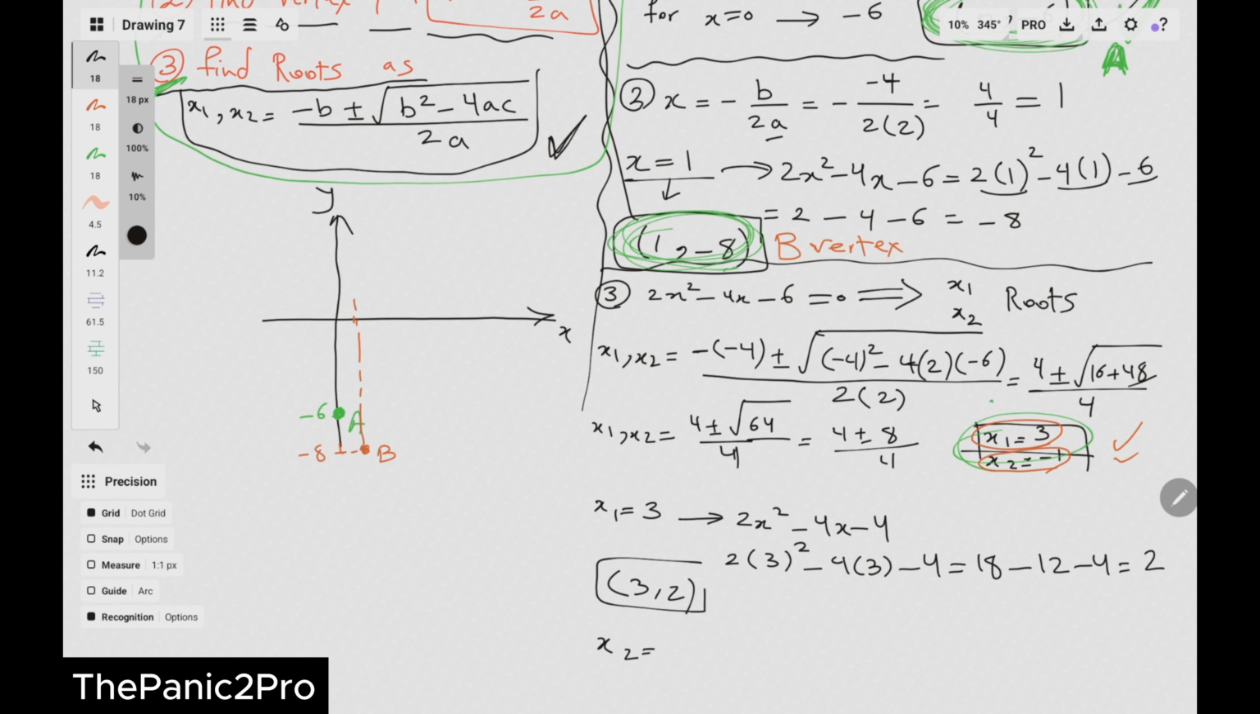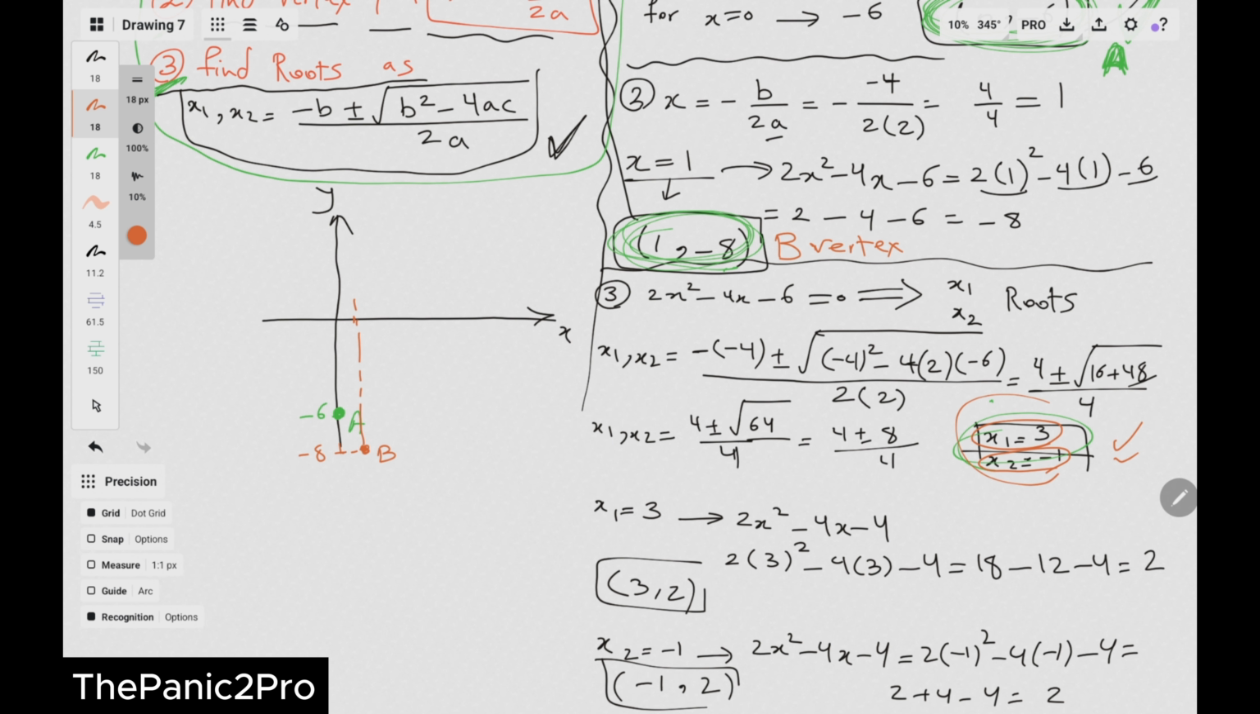And for x = minus 1, I'm going to put it again into the quadratic form, equals 2 times minus 1 to the power 2, minus 4 times minus 1, minus 4, equals 2 plus 4 minus 4, which is 2. Another pair is minus 1 and 2. What did I do? Basically, I tried this in the quadratic format, and I got two values for them, 2 and 2. And I'm going to just plot these in the xy coordinate.